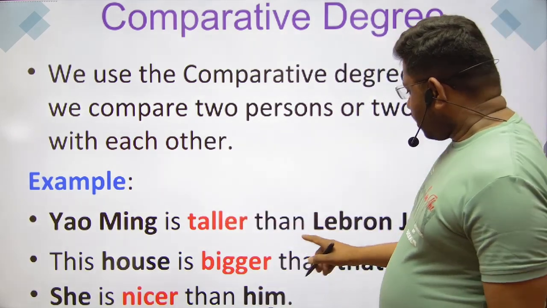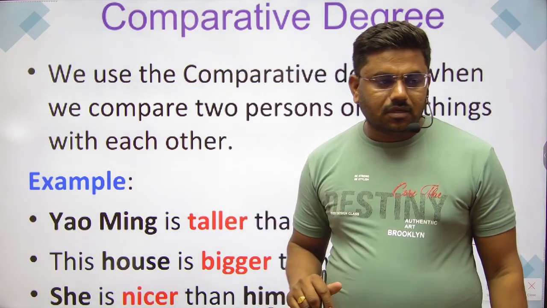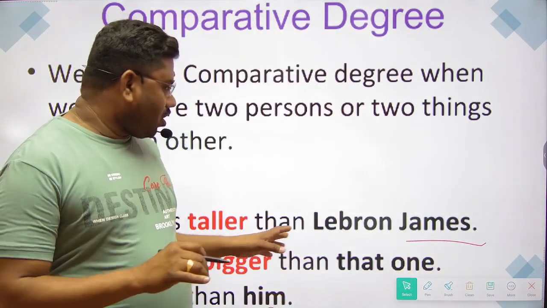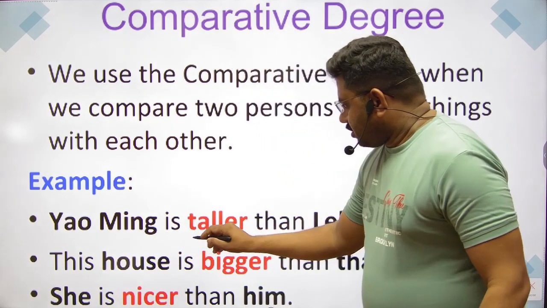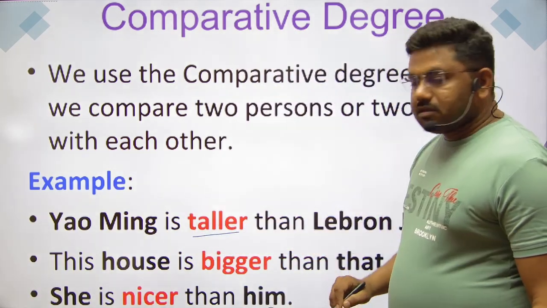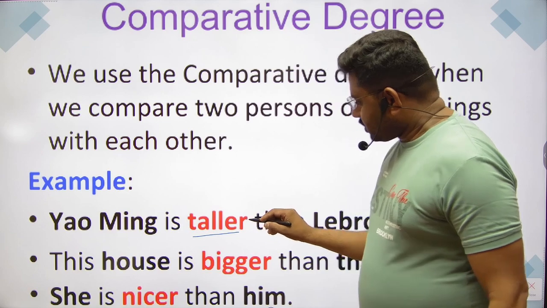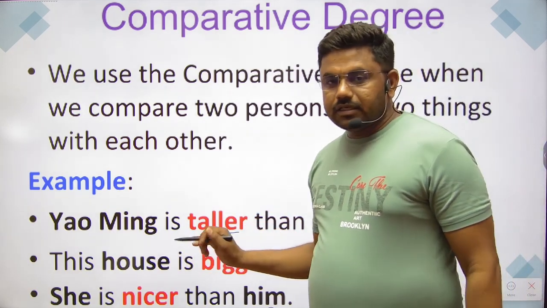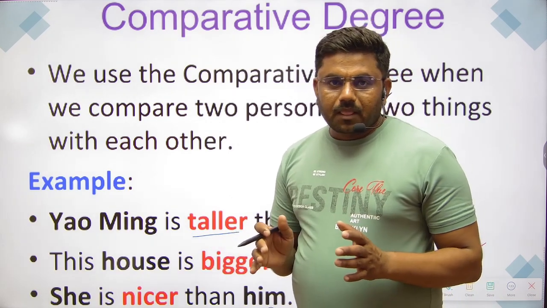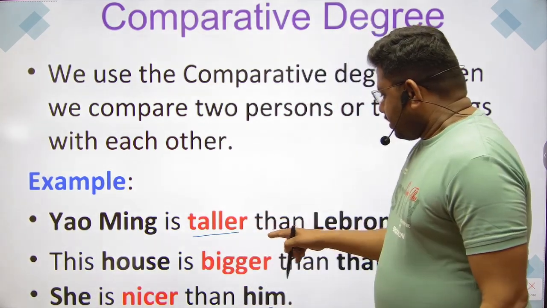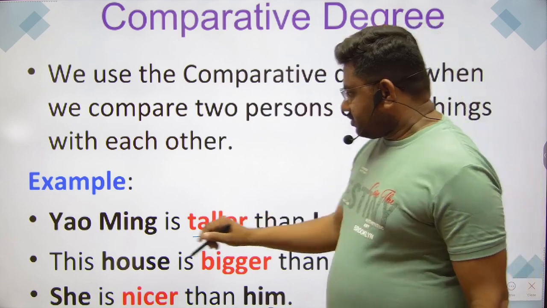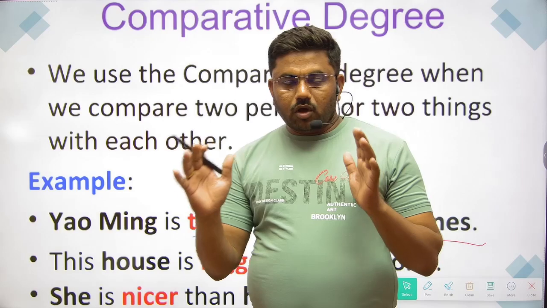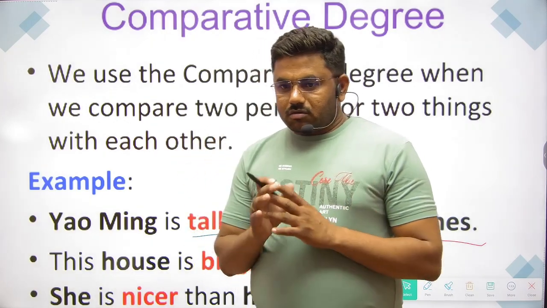Yao Ming is taller than LeBron James. What does this mean? Here tall is the adjective, and in that, er is attached as a suffix. Yao Ming is taller than LeBron James means two persons are there, and we have compared them about height.